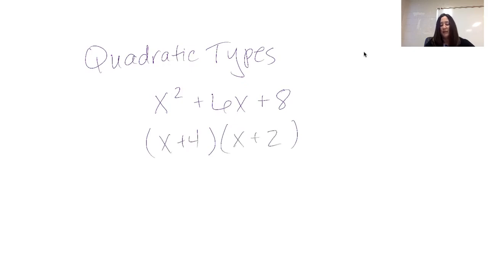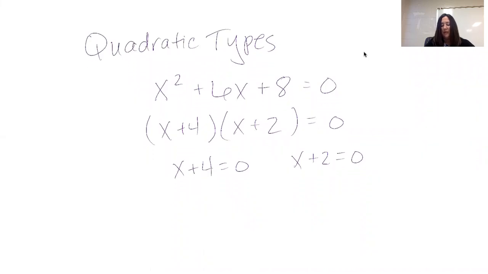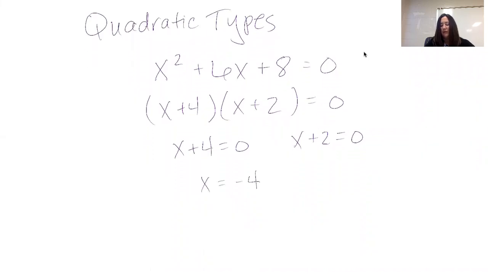Now, if we were solving, say this is set equal to 0, then we set each piece equal to 0 and solve. So then we are finding the values that would make that equation equal to 0. So we would get x equals -4 and x equals -2. Now, when we're talking quadratic types, it looks similar, but it's not necessarily a quadratic equation.